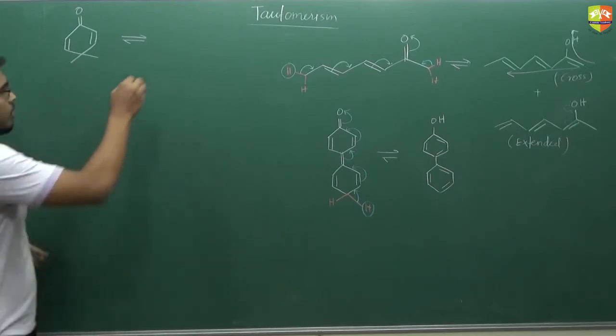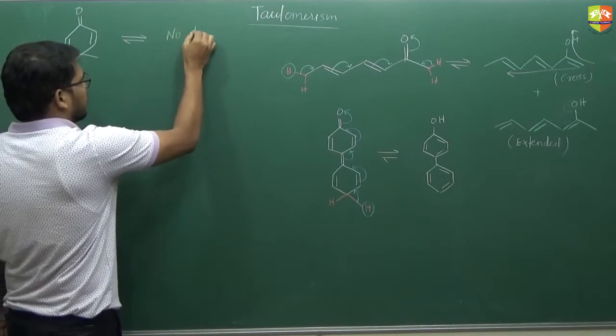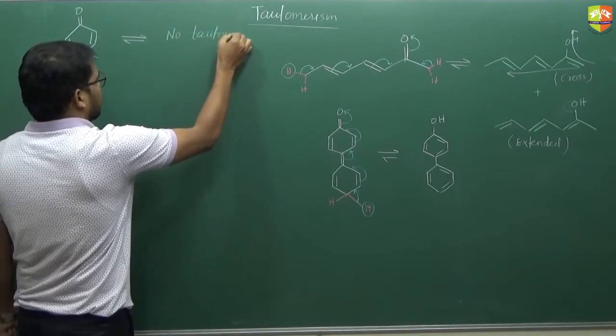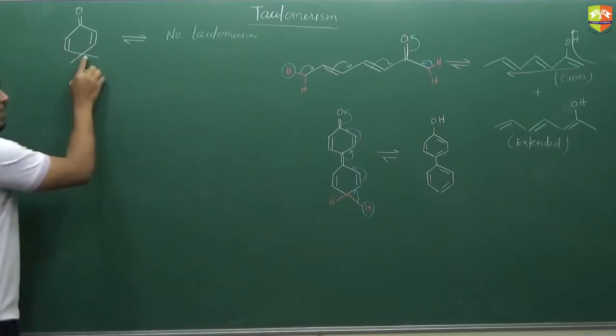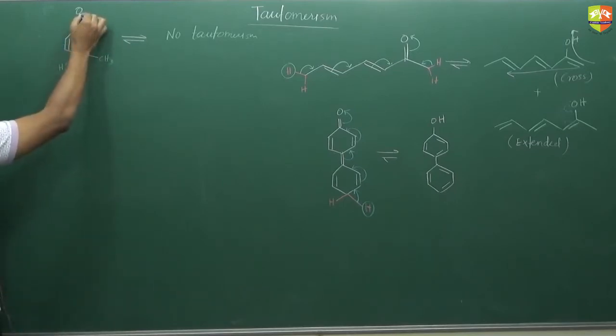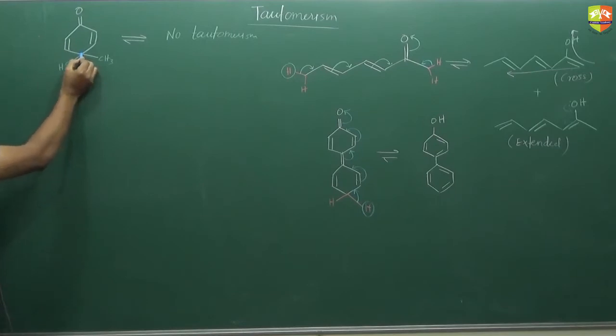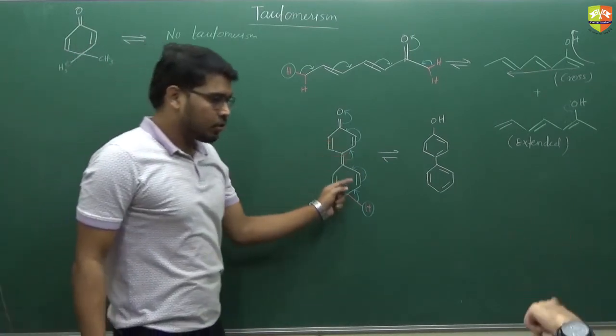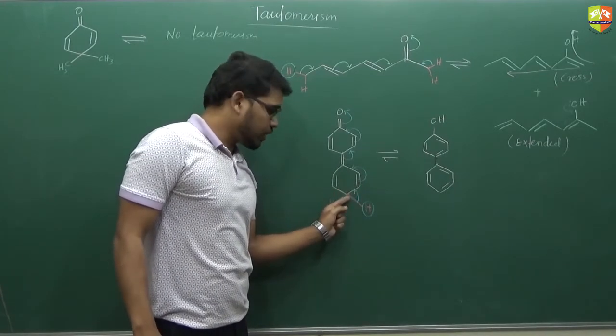See, in this one, there is no tautomerism. Why? Because this is not hydrogen, this is CH3 here. H plus can come out, CH3 plus won't come. At this carbon you can consider the effect, but at that carbon it is not possible because the distance is too much. But here we went from there to there because we have the conjugation rule, because the resonance is easy.